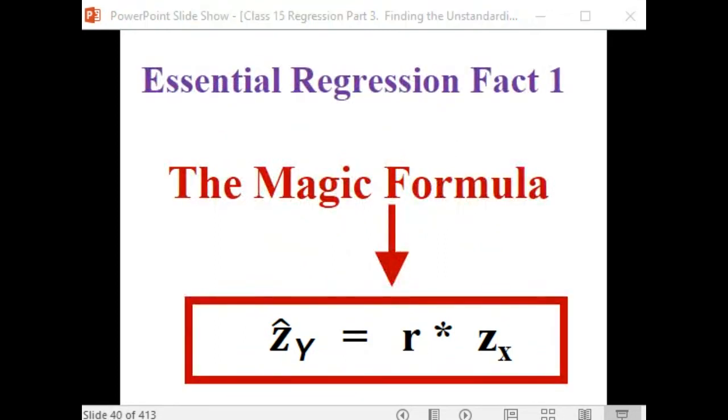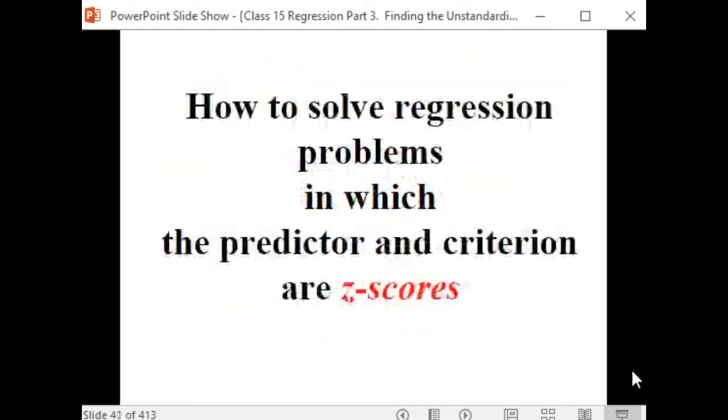But this second form of the equation is extraordinarily important, and for that reason, we're calling it the magic formula. Now, I showed you how the magic formula can be used to solve regression problems. First, we learned how the formula can be used when the predictor and the criterion are z-scores.